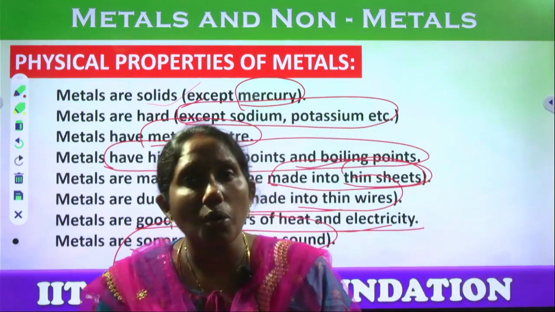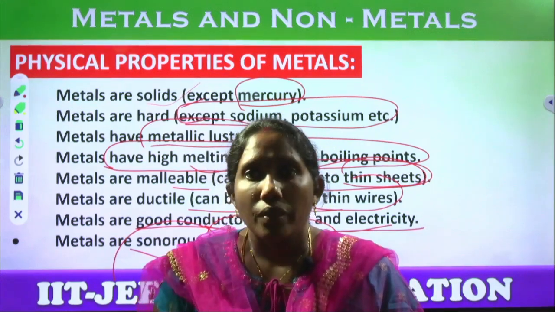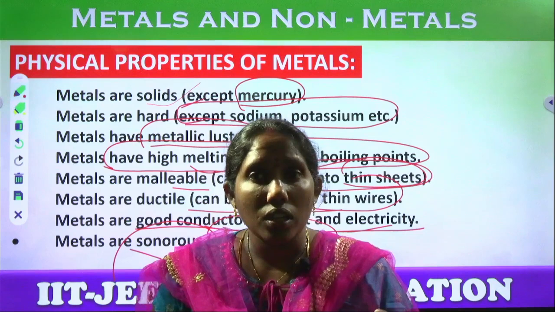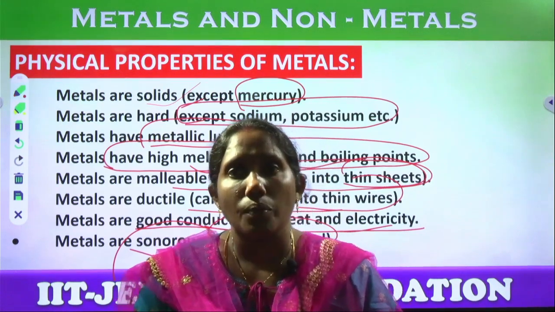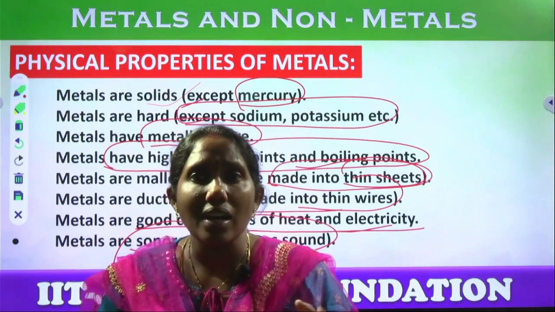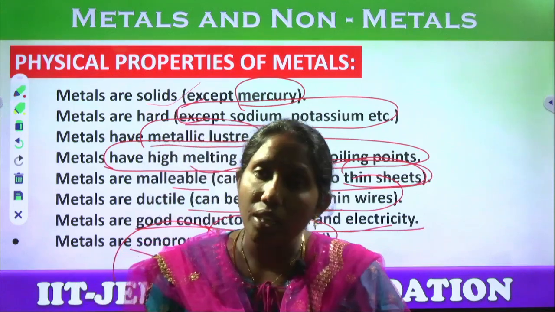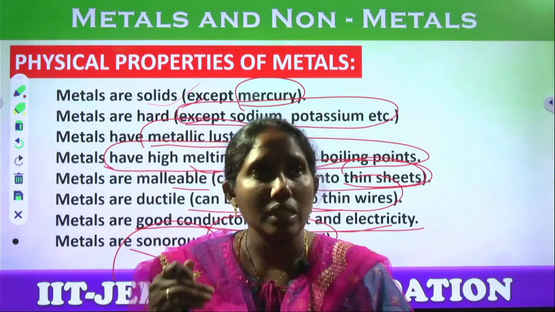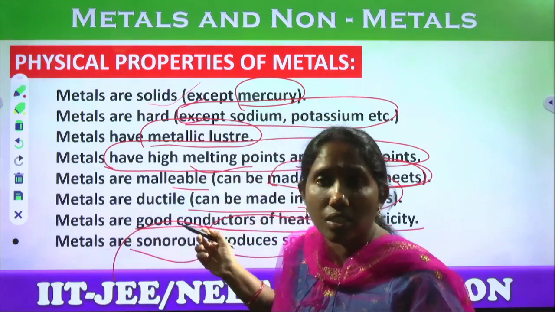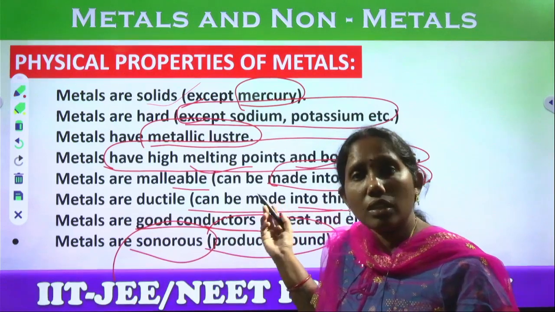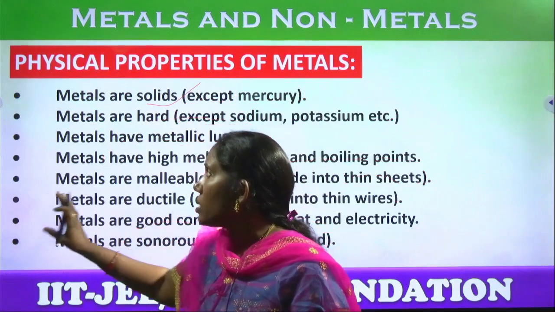So what are the physical properties of metals? First of all, most of the metals are solids except mercury, and most of the metals are hard except sodium and potassium. Those are very soft and we can cut them with the knife also. Most of the metals have high melting and boiling points. Metals are malleable and ductile in nature, meaning we can make thin sheets and draw them into wires. Most of the metals are sonorous, and most of the metals are good conductors of heat and electricity. So generally these are the physical properties of metals.